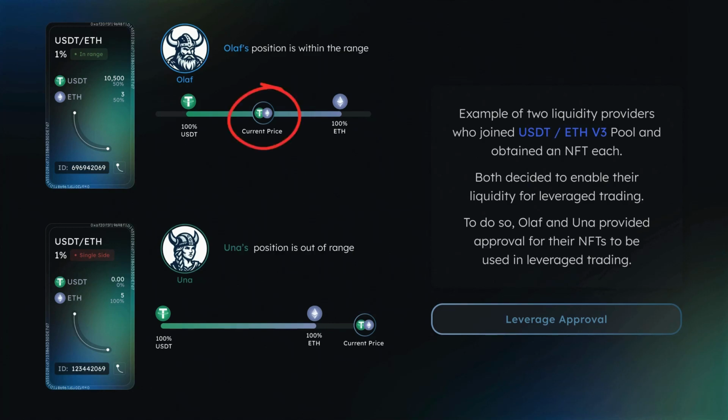In this instance, Olaf's position remains in range, allowing him to earn trading fees. Conversely, Una's position is out of range and does not generate trading fees under normal circumstances. However, by approving her NFT for leverage, she can earn fees if someone borrows assets from her position, even if it's currently out of range.